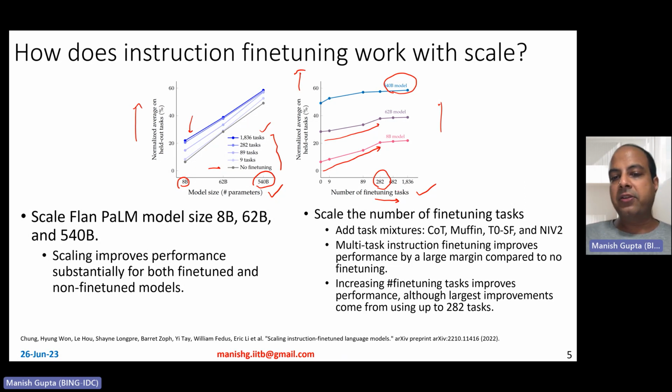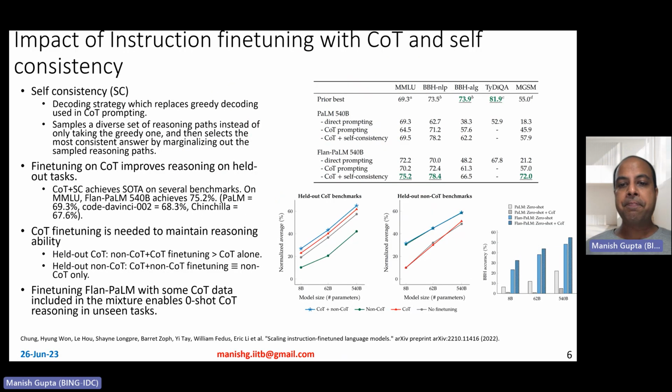Here, the number of fine-tuning tasks was increased by adding tasks one by one from different task mixtures. First 9 are from COT, then the next set is from Muffin, 80 tasks, and then from T0SF and NIV2, natural instructions V2. So in short, instruction fine-tuning scales up very nicely. It shows improvements in performance both with the model size increase in terms of number of parameters, and also by increasing the number of fine-tuning tasks.